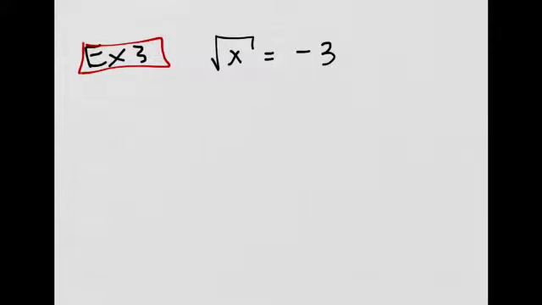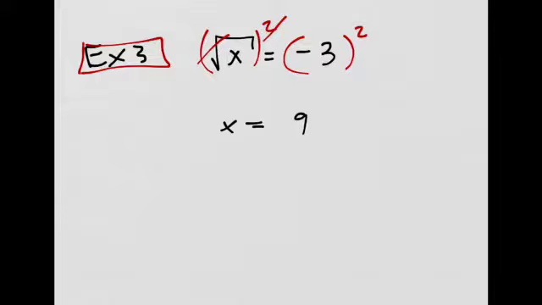So what if you have something like this, and we're trying to solve? This is a part where you get an extraneous solution. Because if we just look at this and don't think about it at all, we might say, oh, well, I can just square both sides, and then I'll get rid of the radical, and then I get x equals 9.